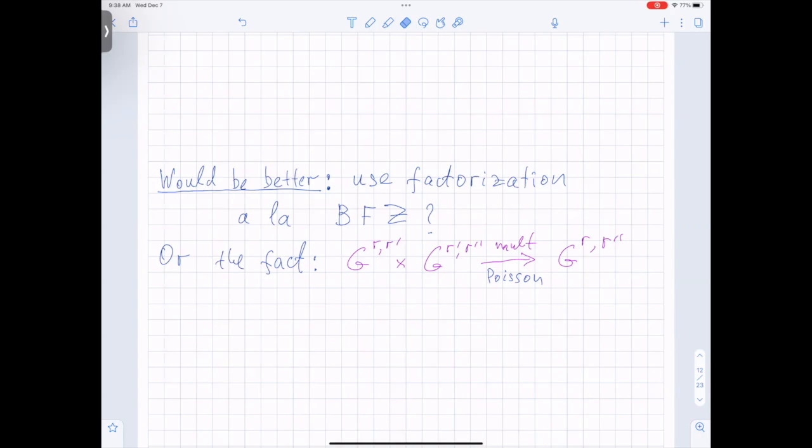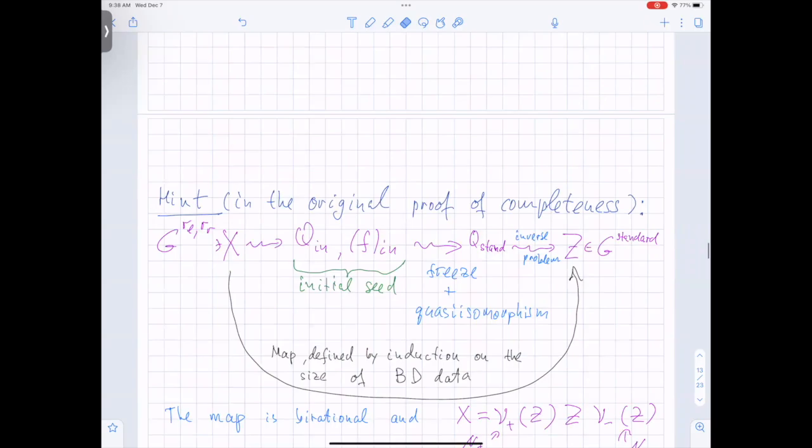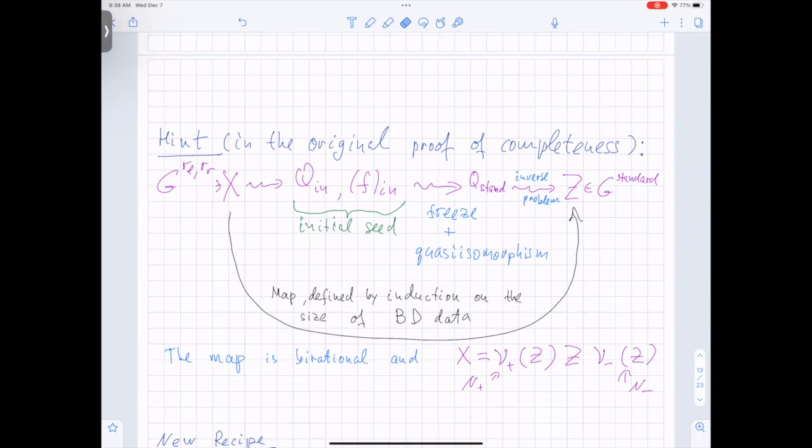So the hint was actually given by the way we proved completeness in previous work. I will not go into the detail of how we did it, but we managed to somehow relate, through an inductive procedure, an element of G corresponding to this complicated bracket to an element of G corresponding to the standard bracket through some cluster transformations, which then turned out to be comprised into a very simple formula. So this map back turned out to be birational. This part is upper triangular, rationally depending on Z. This part is lower triangular, rationally depending on Z. So maybe we can understand that.